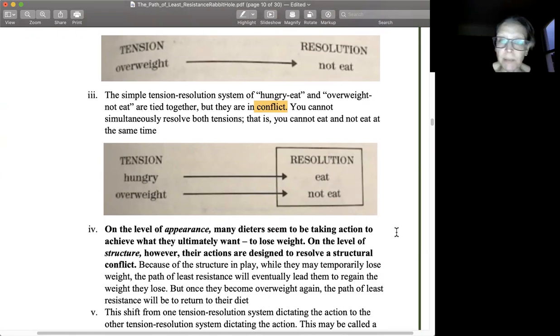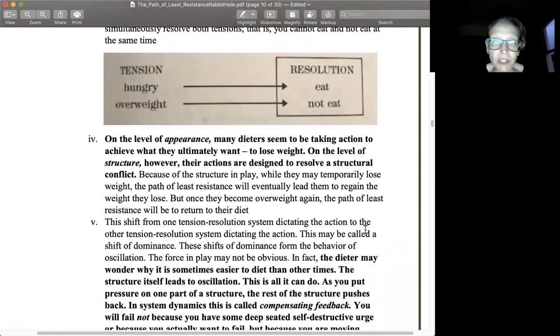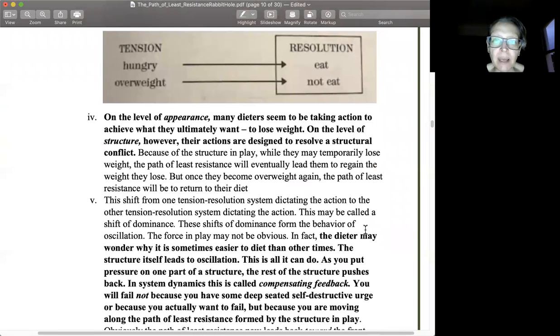On the level of appearance, many dieters seem to be taking action to achieve what they ultimately want, to lose weight. On the level of structure, however, their actions are designed to resolve a structural conflict. Because of the structure in play, while they may temporarily lose weight, the path of least resistance will eventually lead them to regain the weight they lose. But once they become overweight again, the path of least resistance will be to return to their diet.